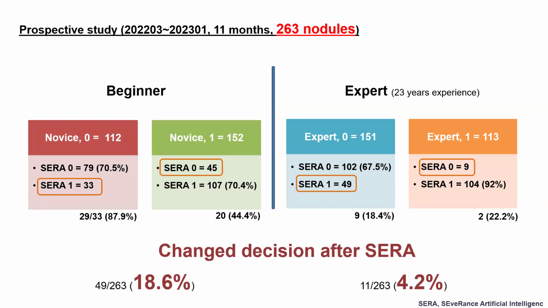Beginners' final decision changed from 18.6% after checking the SERA value, but an expert's final decision changed from only 4.2%.